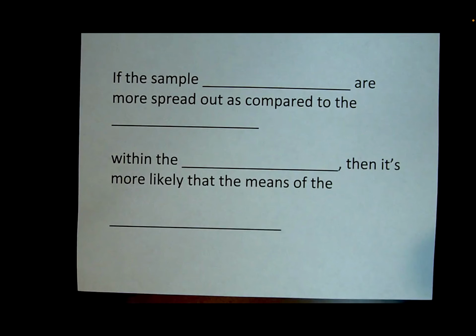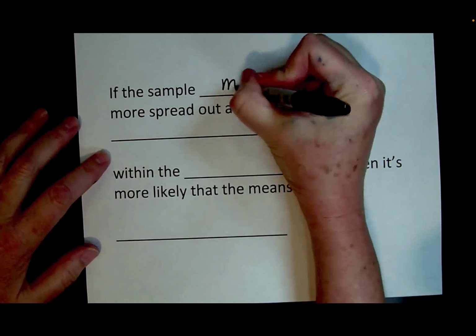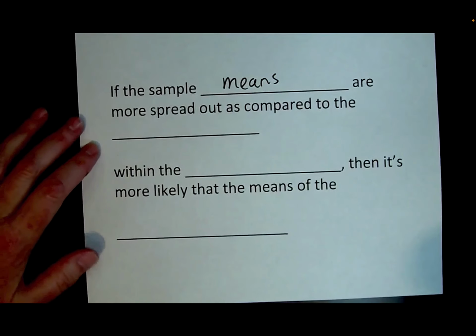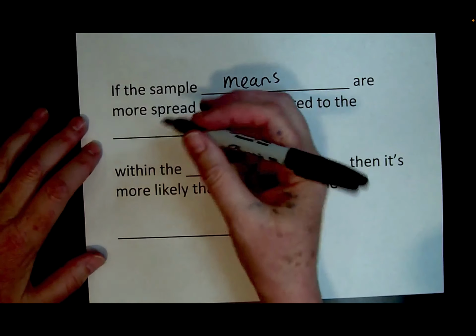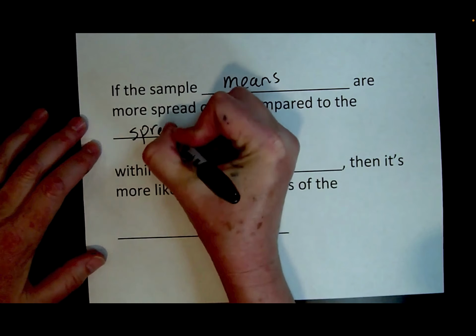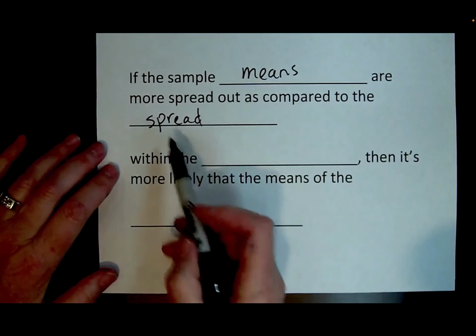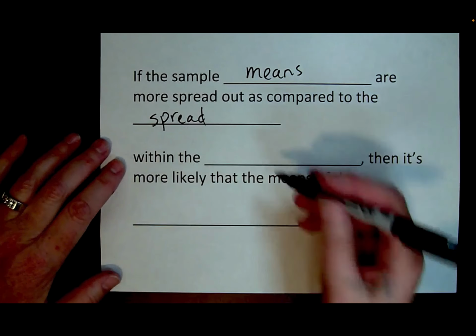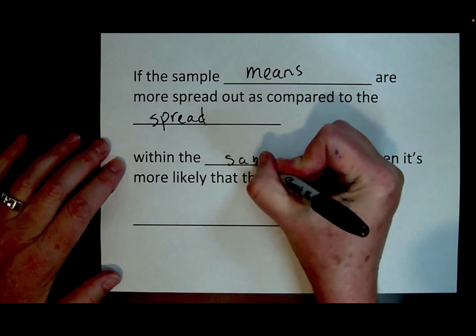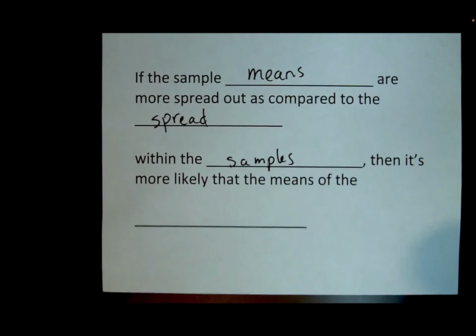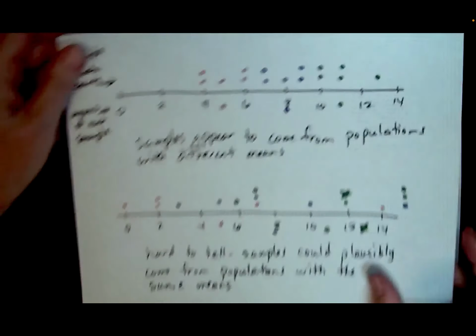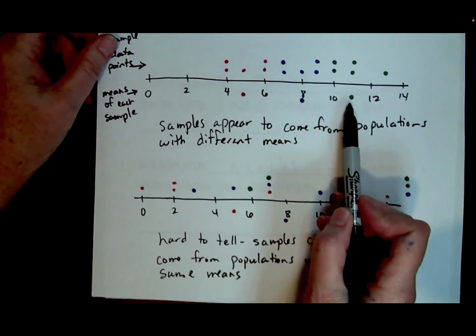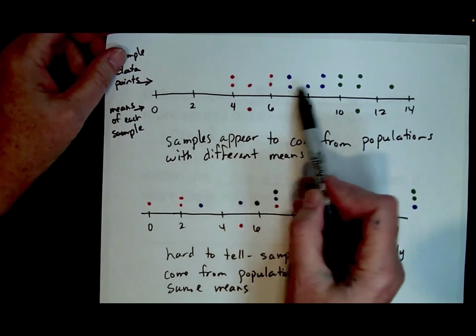So to kind of summarize those ideas, if the sample means are more spread out as compared to the spread, or spread outness, but anyway, I'll just say spread. More spread as compared to the spread within the samples. Okay, and again, looking at the dots, what I mean by that, here the sample means are more spread out as compared to the spread outness of each sample.